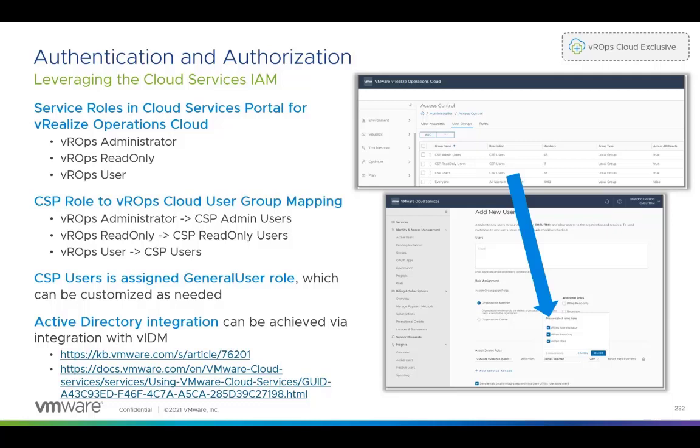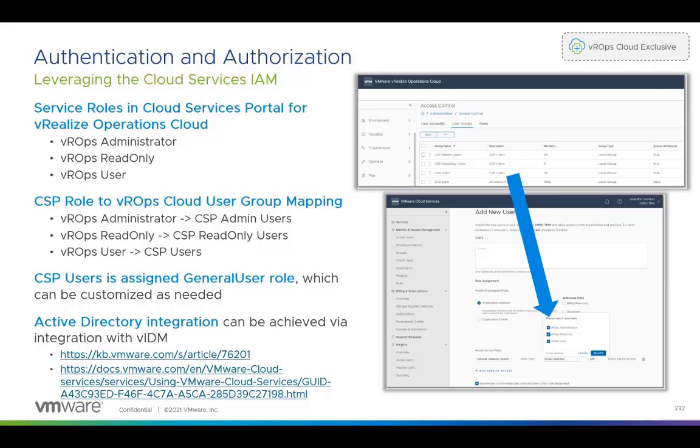So there are 3 service roles that are available in the Cloud Services portal for vRealize Operations Cloud. There's an administrator, read-only, and user. And those actually map to roles inside vRealize Operations Cloud. So the VROps administrator maps to the CSP admin user, VROps read-only to CSP read-only, and so forth.